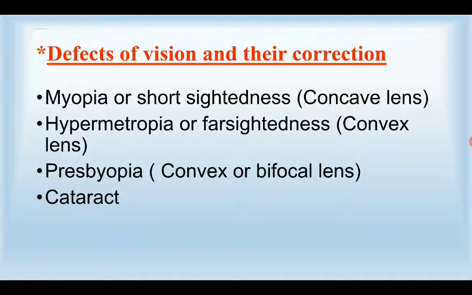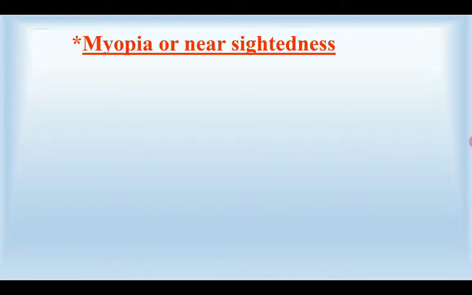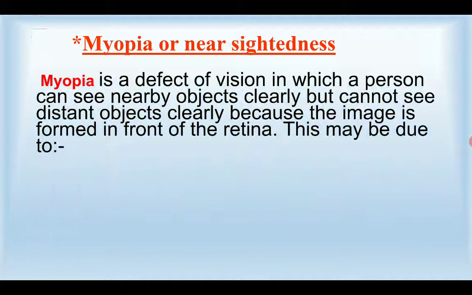Now, what is this myopia or nearsightedness? Myopia is basically a defect of vision in which a person can see nearby objects clearly but cannot see distant objects clearly. So the person is able to see the objects placed close to him, but is not able to focus on far objects.